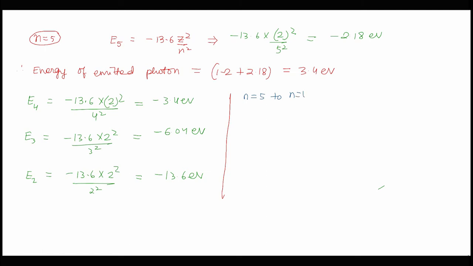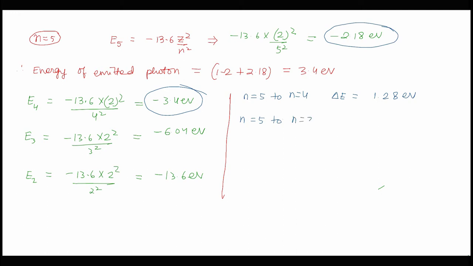So the value corresponding to this transition can be calculated as delta E is equal to minus 2.18 minus of minus 3.4, and on subtracting we obtain it is equal to 1.28 electron volt. So the value corresponding to n equal to 5, that is this value, and corresponding to n equal to 4, which is this value. So if we subtract these two magnitudes, we will obtain 1.28 electron volt. Now the next one which we are finding is the transition from n equal to 5 to n equal to 3.